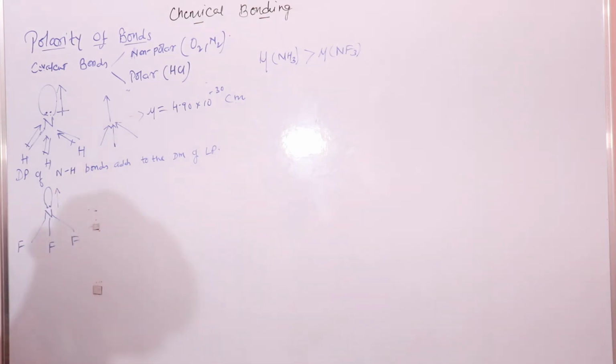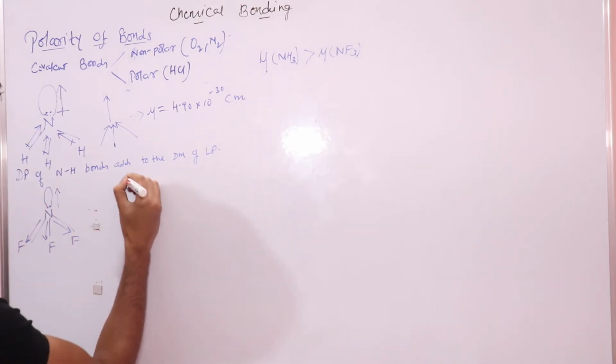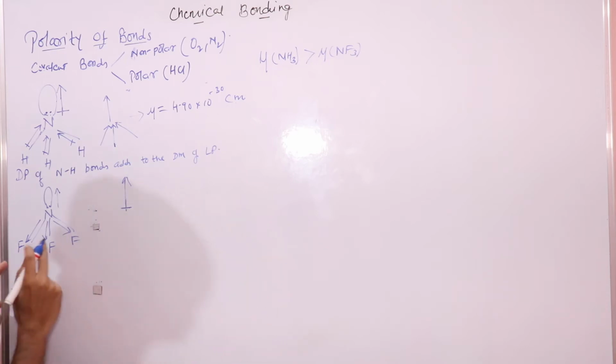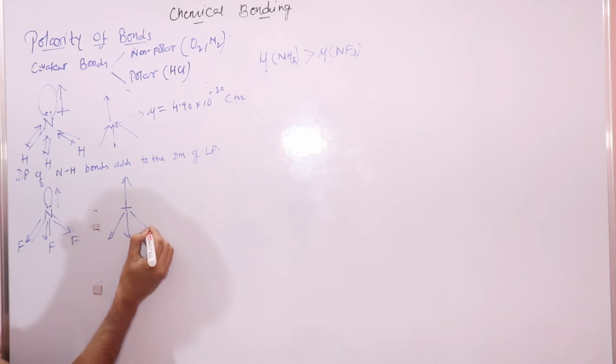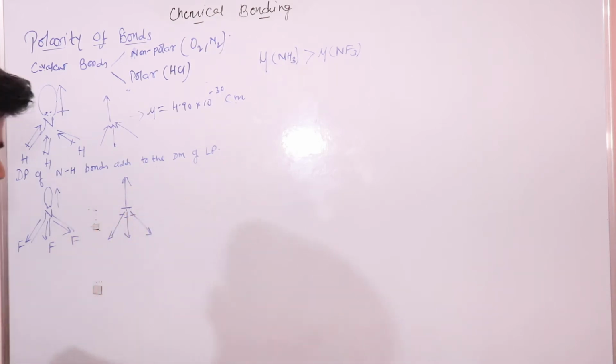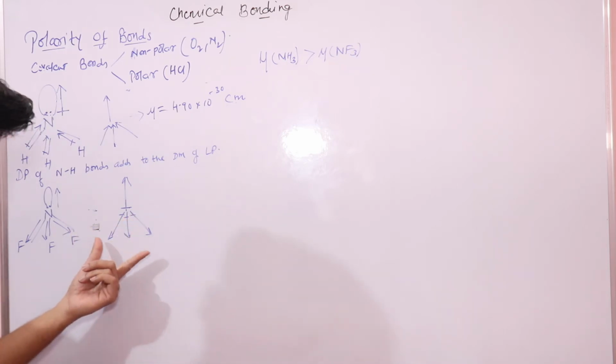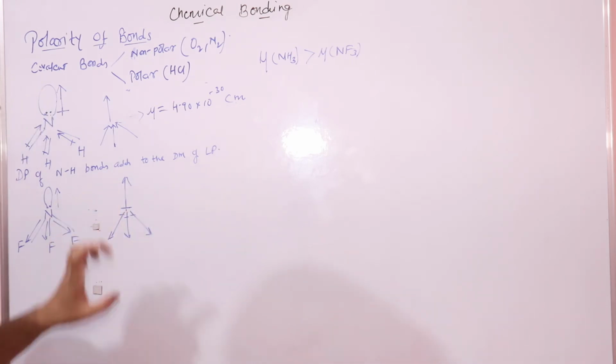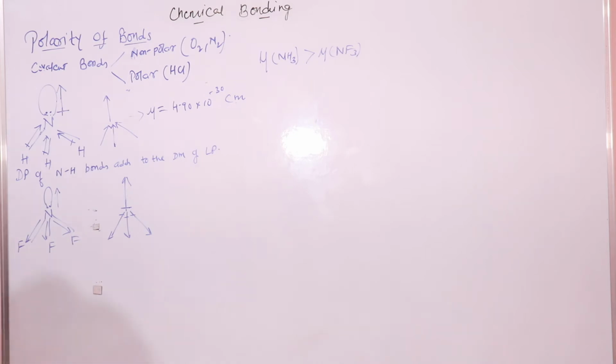So here it's like this. For the lone pair, just look at the directions and compare with this. Here, this is the dipole moment of the lone pair. Now, the dipole moment of these three bonds is in the opposite direction. So the dipole moment of these bonds is partially cancelled by the dipole moment of the lone pair, since these are in opposite directions. That is why the dipole moment of NF3 is less than the dipole moment of ammonia.